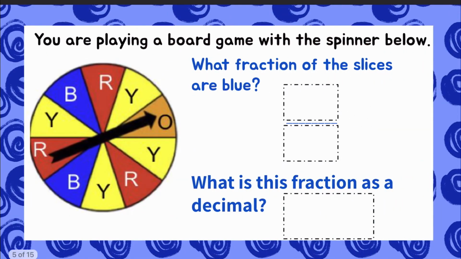Let's try this with the blue slices. What fraction of the slices are blue? That's 2 out of 10. Now let's use division. If we do 2 divided by 10, what is this fraction as a decimal? That would be 0.2.